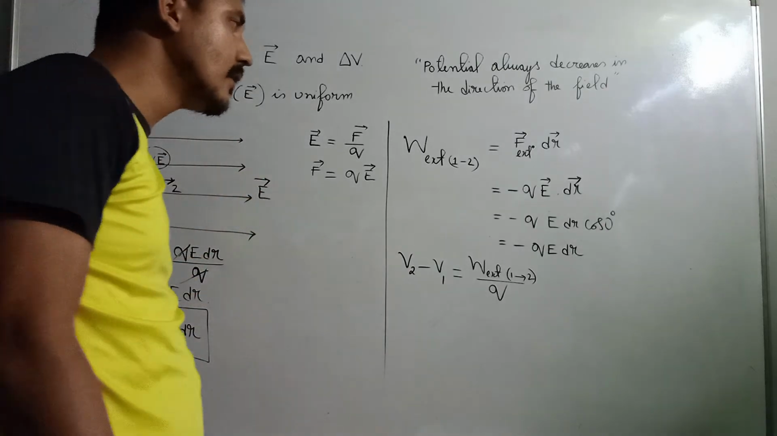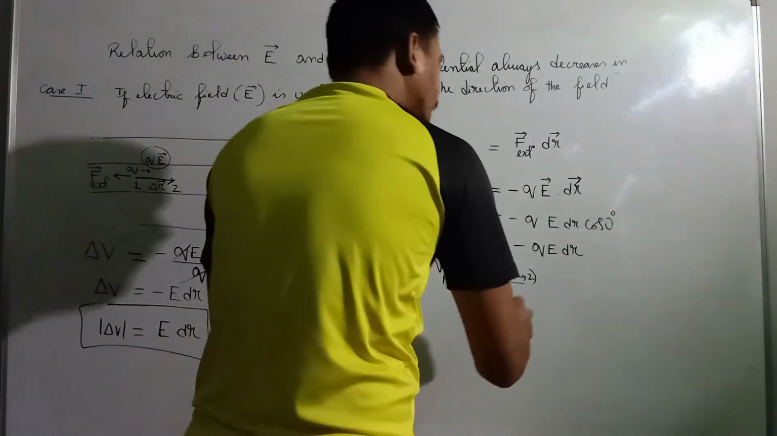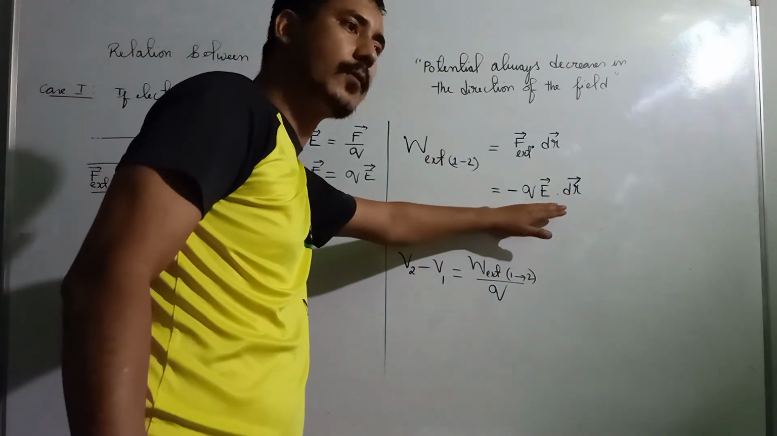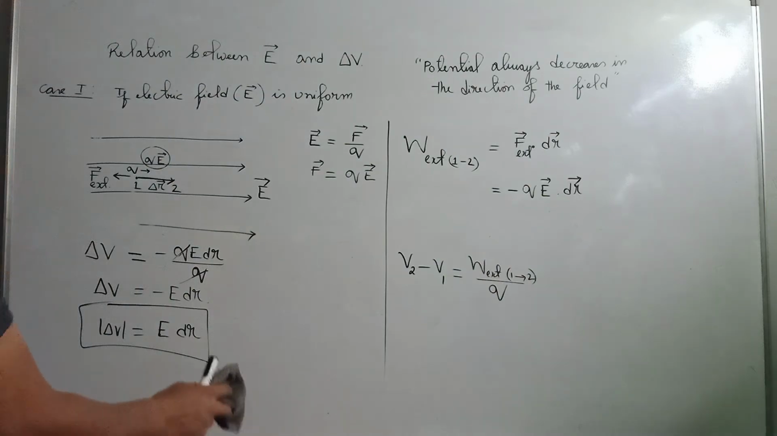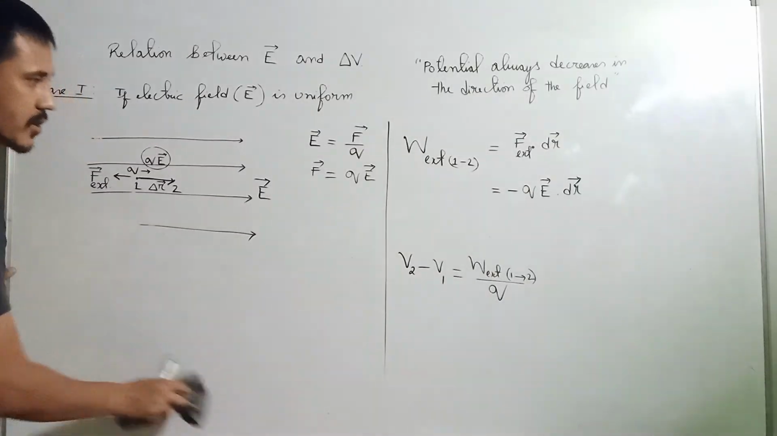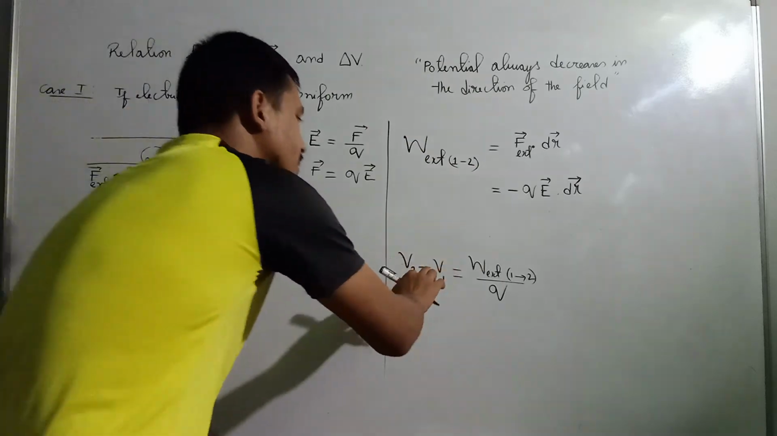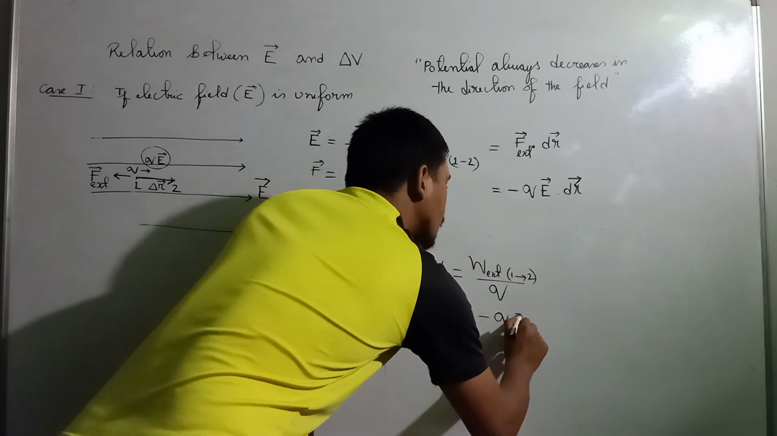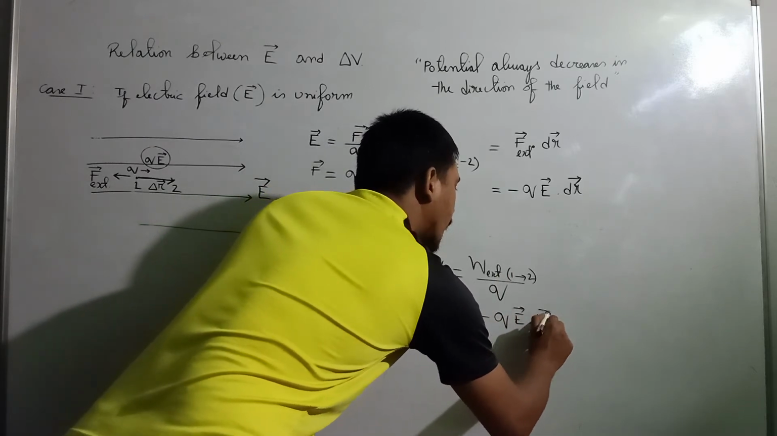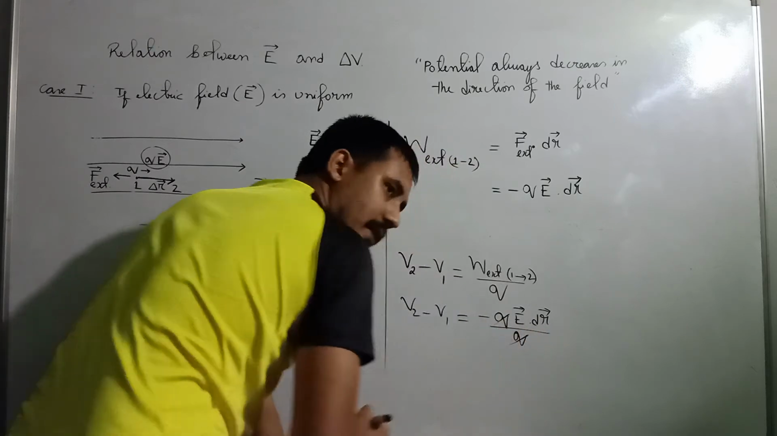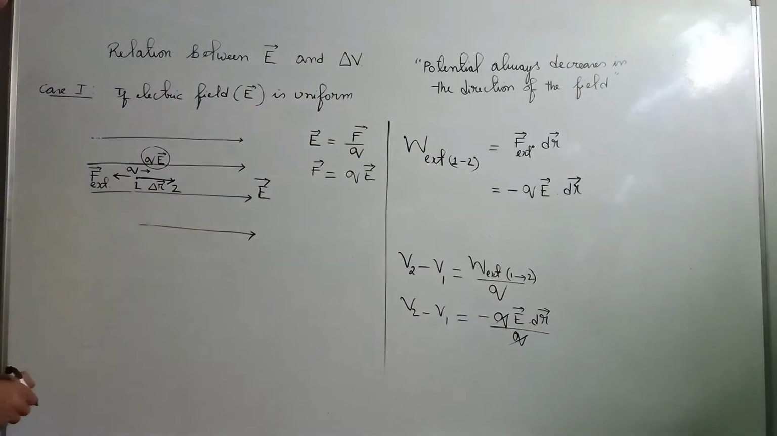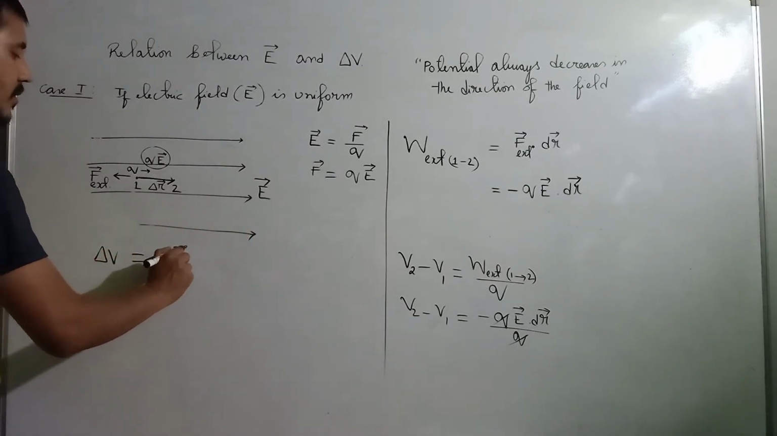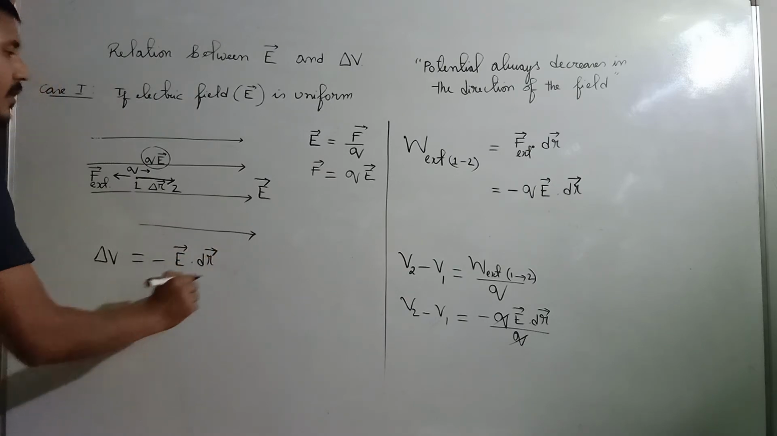Suppose you want to keep it in vector form. Then this is how you have to find out the work done. Your electric potential difference, V2 minus V1, will be given by minus Q E dot dr upon Q. Q cancels. V2 minus V1, final potential minus initial potential, del V, is equal to minus E dot dr. We are getting negative. Why? Because V2 minus V1.